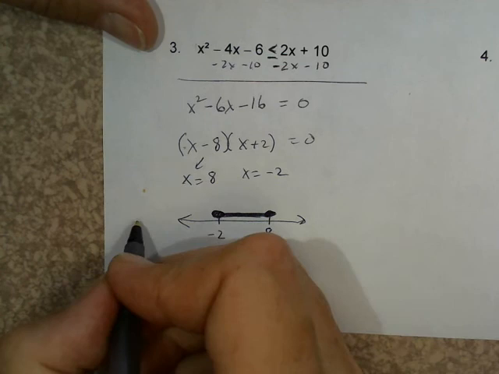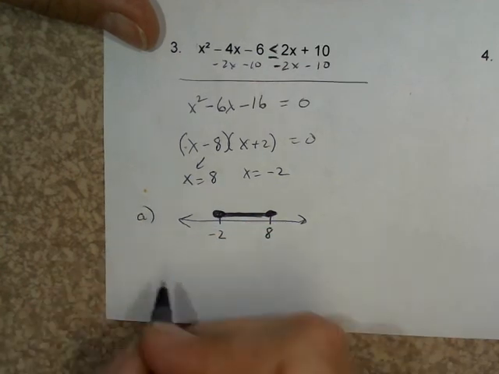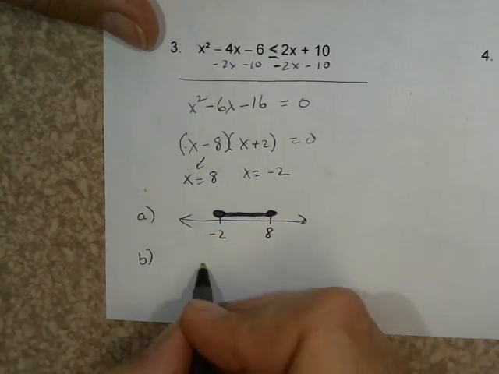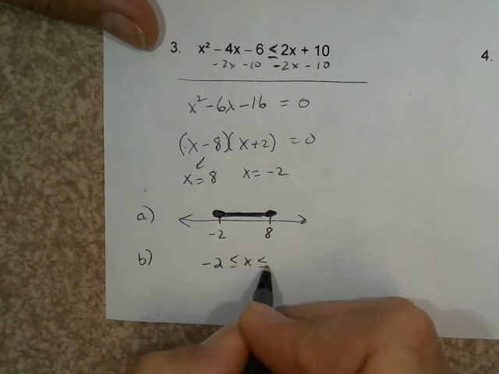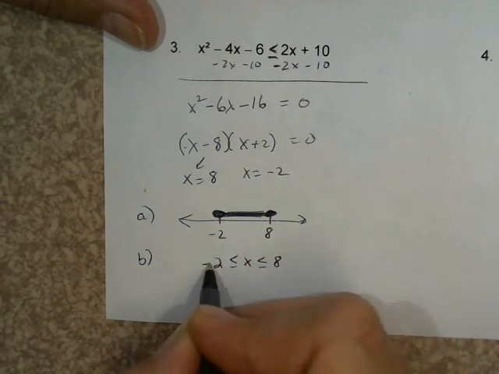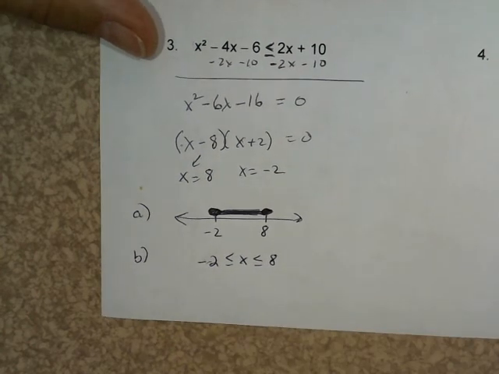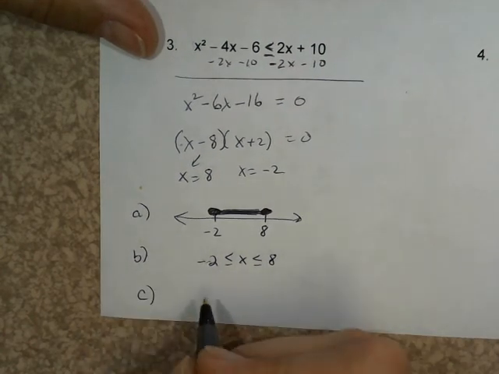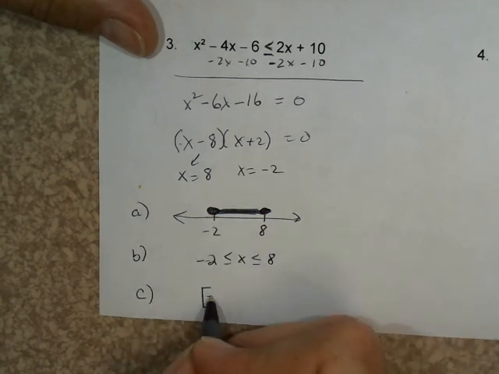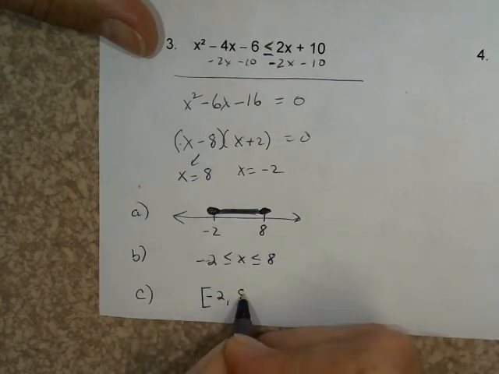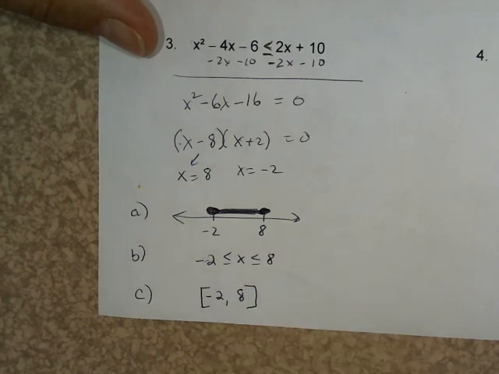This is graphically, part A. Part B symbolically means negative 2 is less than or equal to x is less than or equal to 8. All those x values are in between those two. And then in interval notation, because we have filled in circles, we have a square bracket, negative 2 all the way up to positive 8.